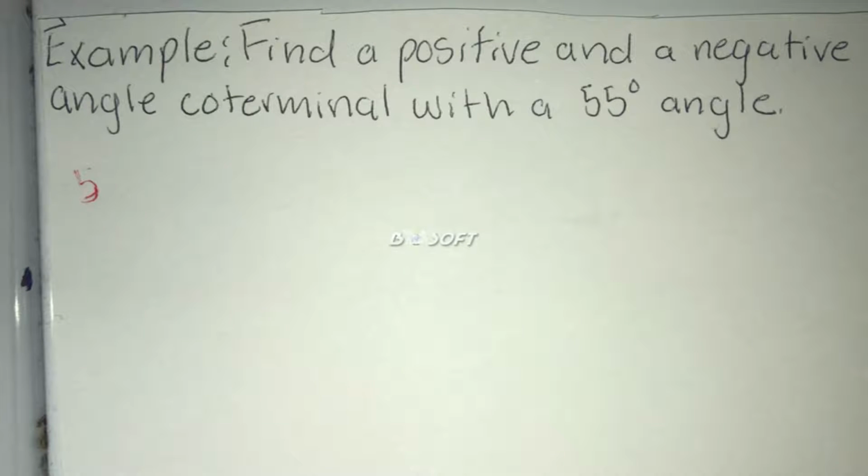For our first example, it asks us to find a positive and a negative angle coterminal with a 55-degree angle. To find the coterminal angle, we must add or subtract a full circle or multiple. So in this case, let's start off by writing 55 plus 360 and 55 minus 360.